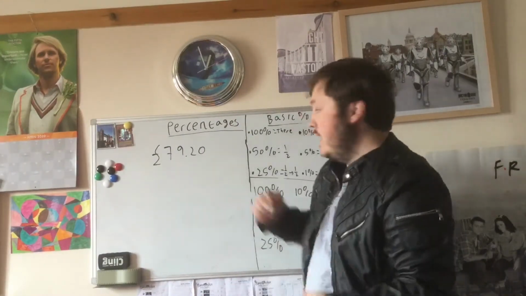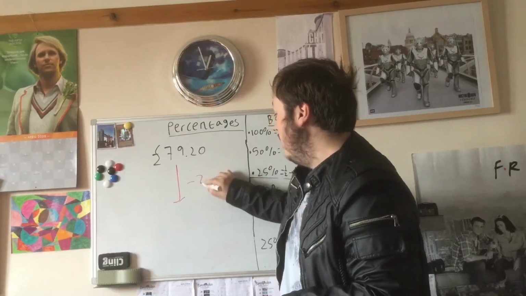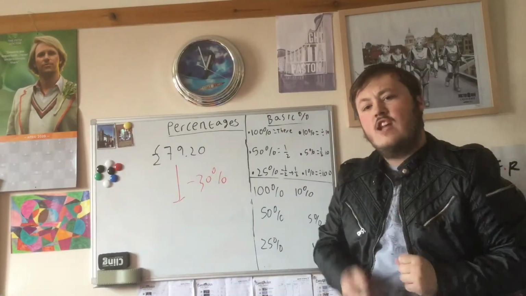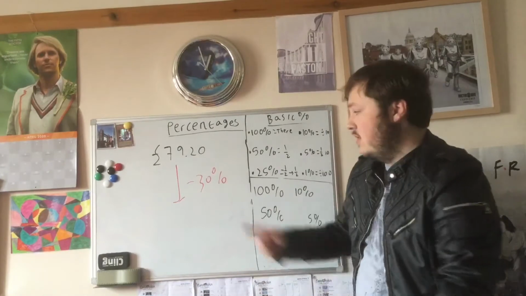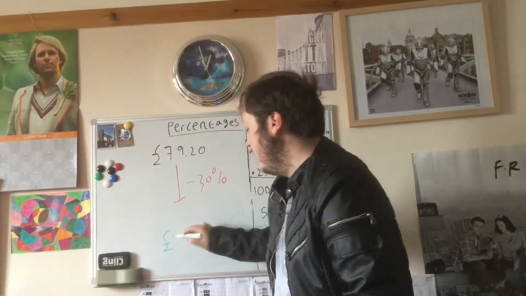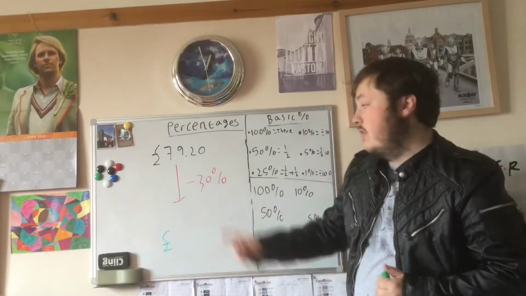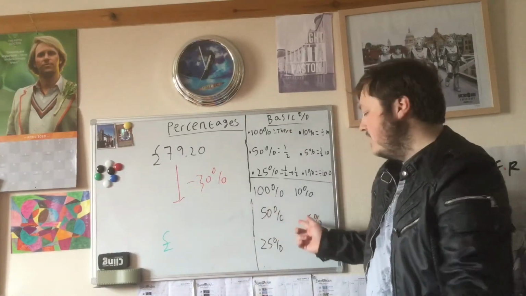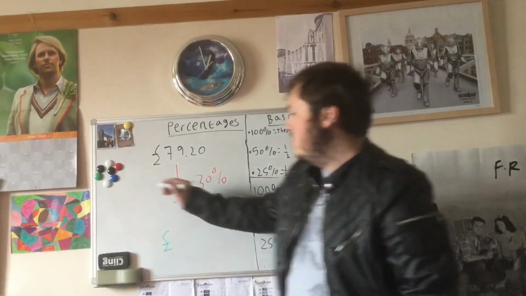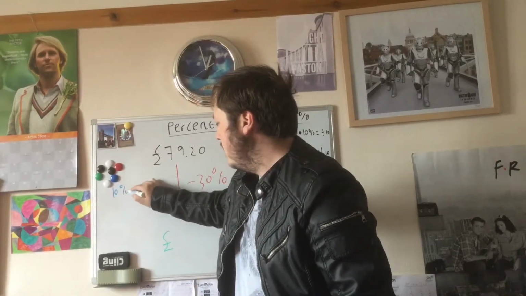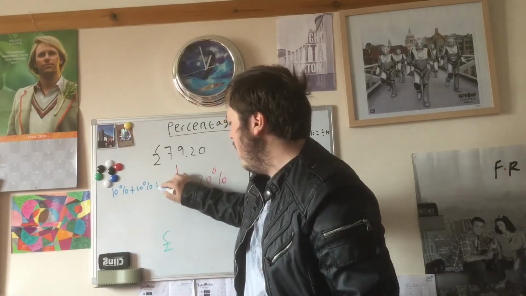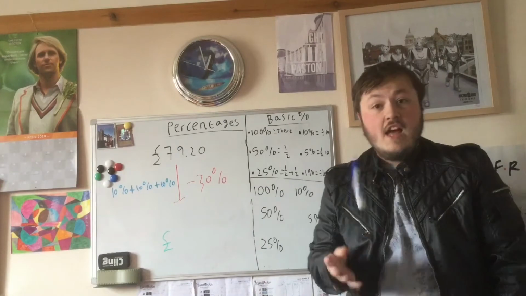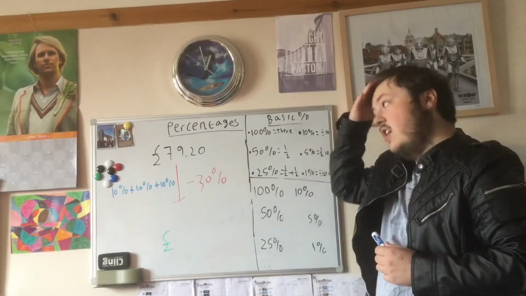And then I went back the next week and the price had gone down by 30%. And that's when I decided, you know what, I am going to get that jacket. So how much was the jacket at that price? So what we've got to do is find 30% of £79.20. What basic percentages could we use to help us? Well, what we could do is do 10%, add 10%, add 10%, because what's 10 add 10 add 10? 30.